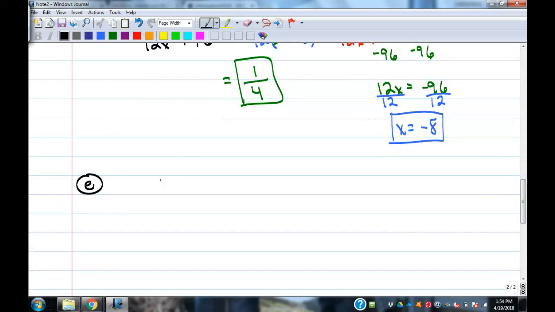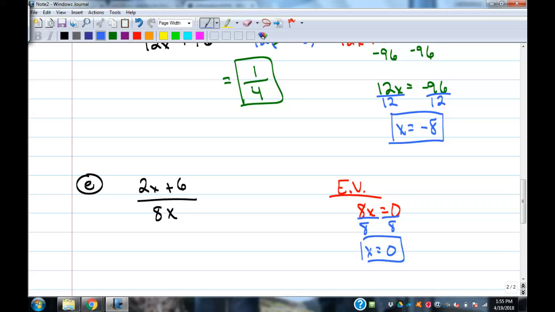All right, let's look at this one. 2x plus 6 over 8x. Okay, so let's do the excluded value. This one's an easy excluded value. What do you set equal to 0? 8x, and then divide by 8, and we got 0. So easy excluded value on this one.